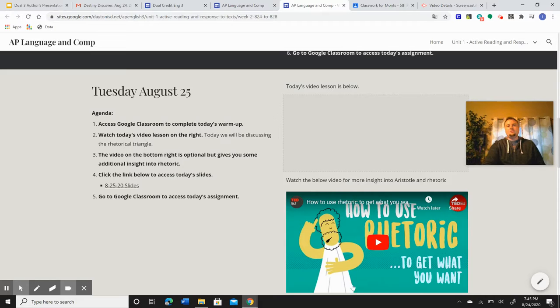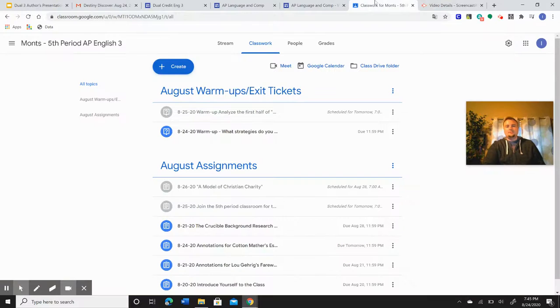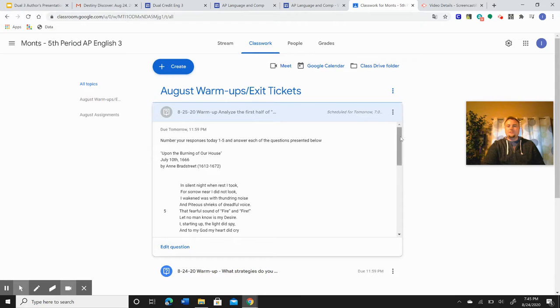So first off, if you check your agenda here, you'll see you need to go to Google Classroom to complete today's warm-up. Let me just show that to you really quick. So the warm-up for today has you analyzing the first half of the poem Upon the Burning of Our House by Anne Bradstreet. So this is a Puritan woman, and you'll be able to see that directly from the themes that you see in here.